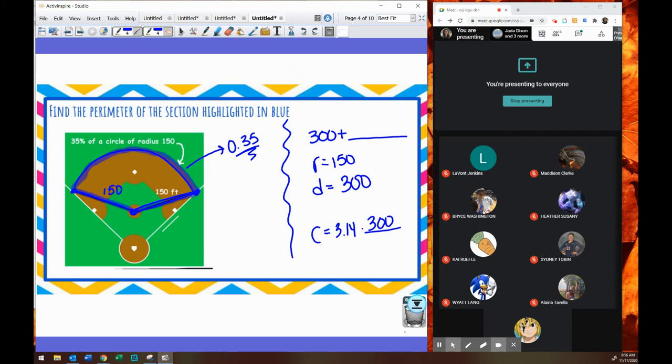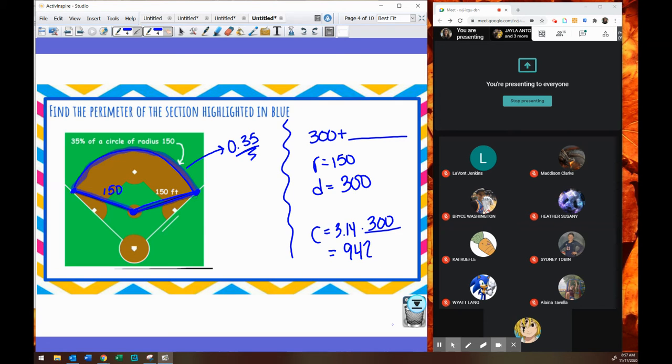So then your circumference is 300 times pi. So what's the circumference of the circle? Wait, do we times? Yep, 300 times pi. What do you get? 300 times pi equals 942. Okay, so that would be the whole circle.